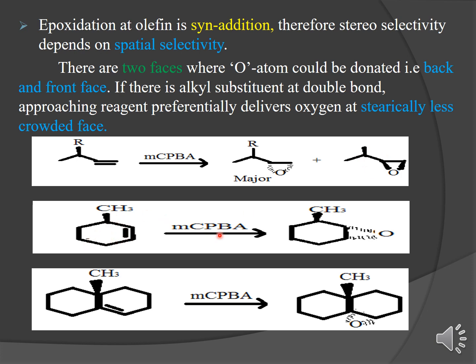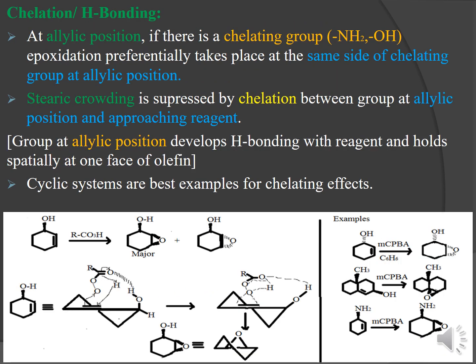And then if you see here, on treatment with this compound, a cyclohexyl toluene, upon treatment with MCPBA, this alkene is getting affected with the epoxidation, that is, a back attack, and again here also you are doing the back attack in the presence of MCPBA.